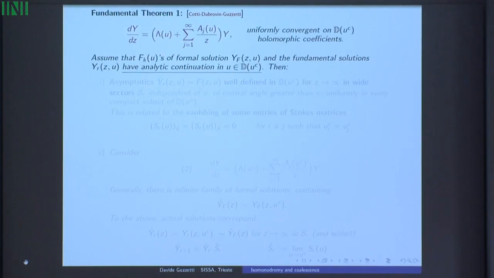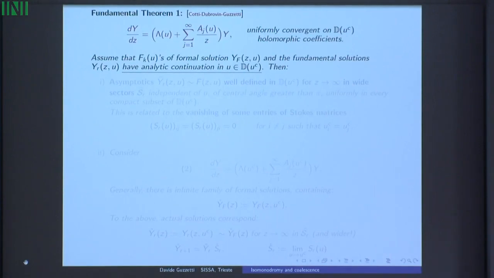So you can consider a general system like this with not just one A over Z, but sorry, here there is Z to the power J. Sorry, there is another misprint. Z to the power J. So there is a full expansion at infinity, which is uniformly convergent in the polydisk.